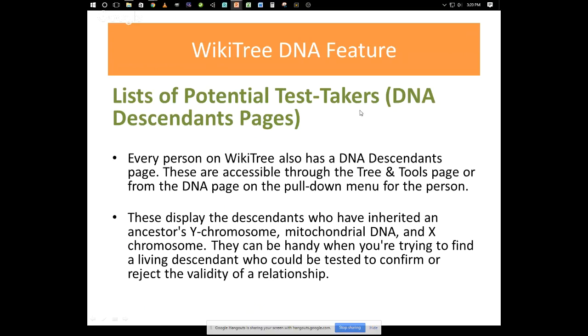So there's a list of potential test takers at the DNA Descendants page. Every person on WikiTree also has one of these, and the pages are accessible through the Tree and Tools page or from the DNA page in the pull-down menu for the person, which we were covering a little bit earlier. They also display descendants who have inherited ancestors' Y chromosome, mitochondrial DNA, and X chromosome. They can be handy when you're trying to find a living descendant who could be tested to confirm or reject the validity of a relationship.